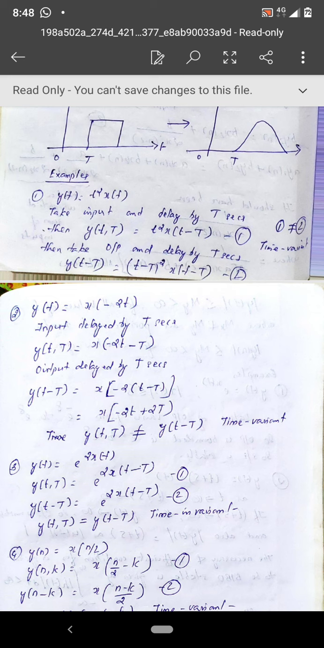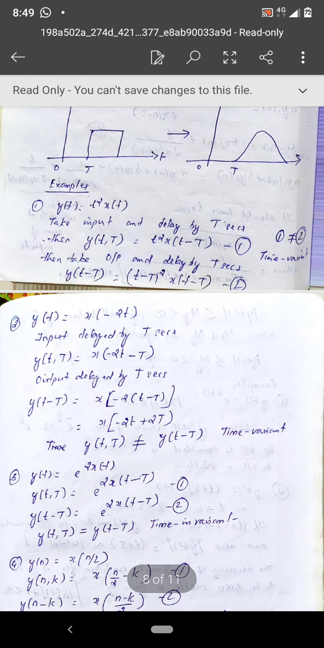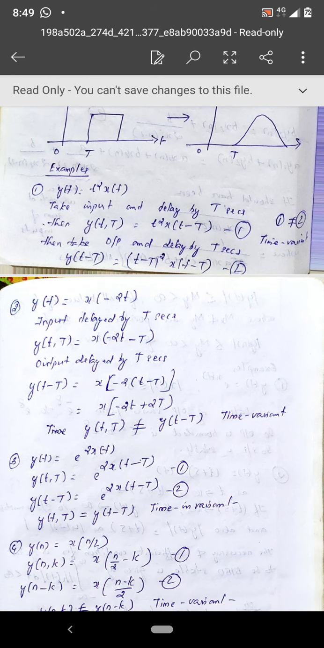Then you have to delay the output by T seconds. When I delay the output by T seconds, then y of t becomes y of t minus capital T. That is, the argument t is now replaced by t minus capital T. So y of t minus capital T is equal to, instead of t, the argument is now t minus capital T. So that becomes t minus capital T the whole square multiplied by x of t minus capital T. That is equation number 2. You can see that both are not the same. If the input is delayed by T seconds, then the output also should be delayed by T seconds. That is not the case. So 1 and 2 are not equal. So such a system is a time variant system.